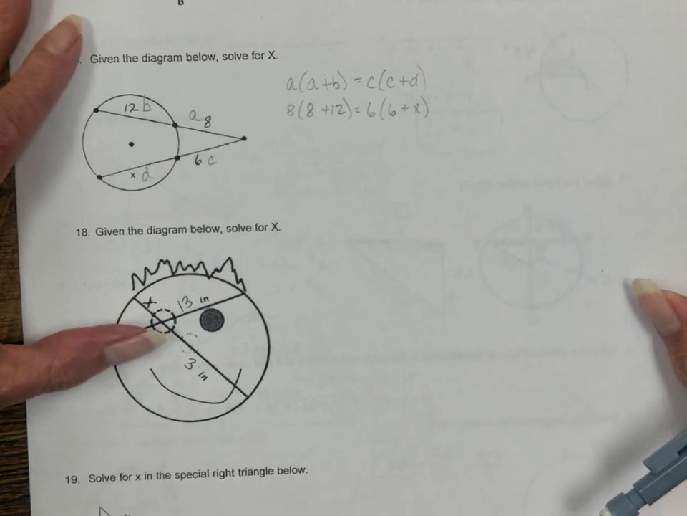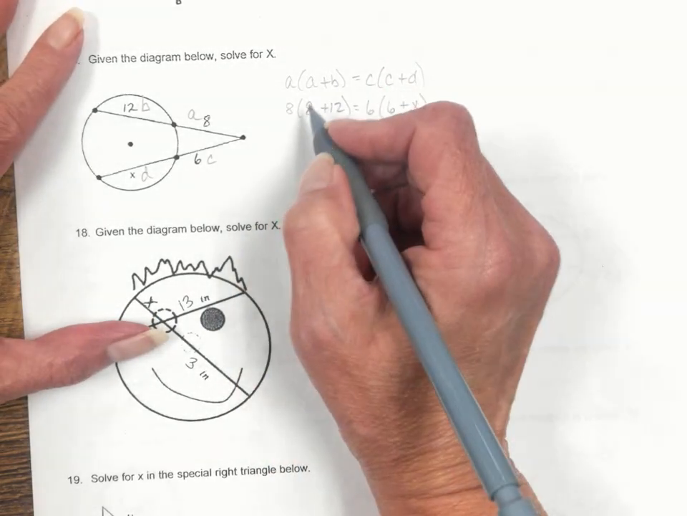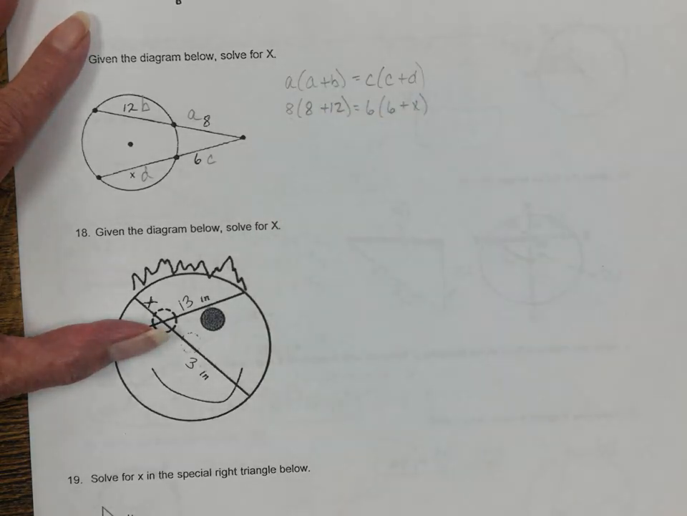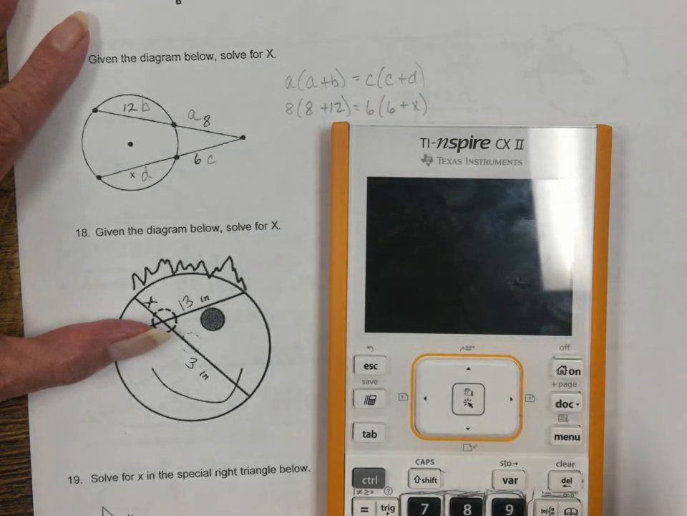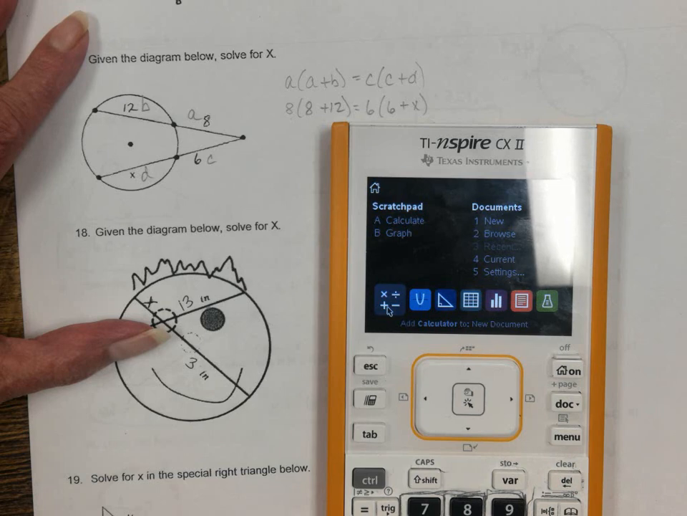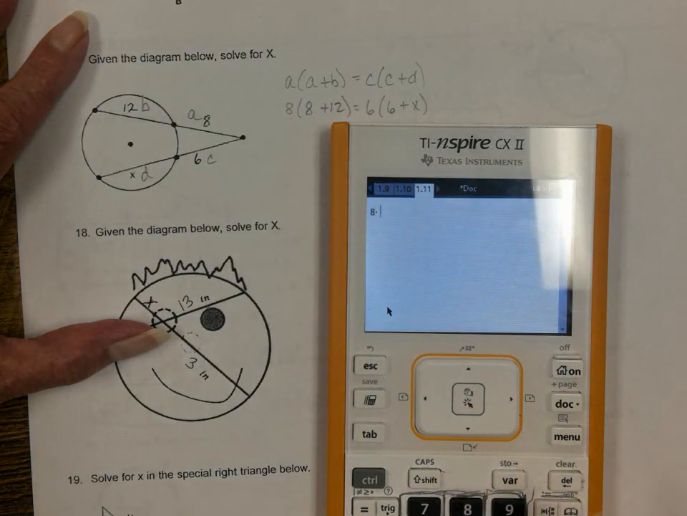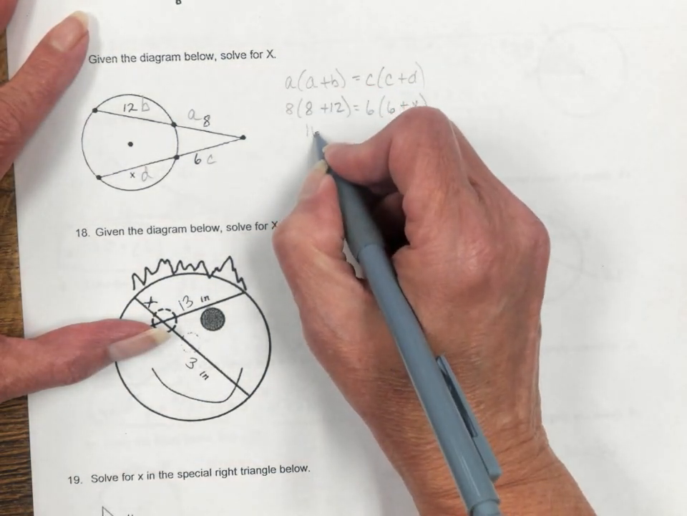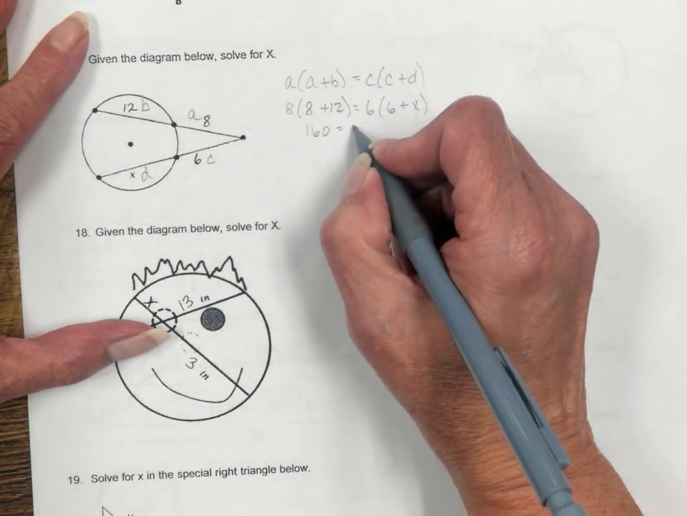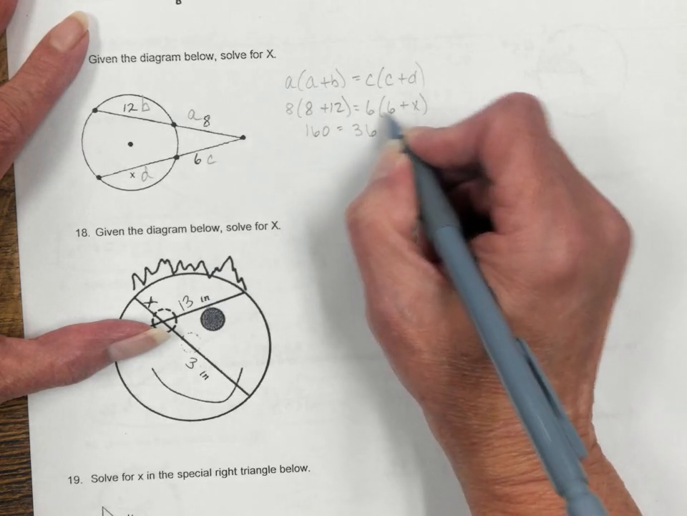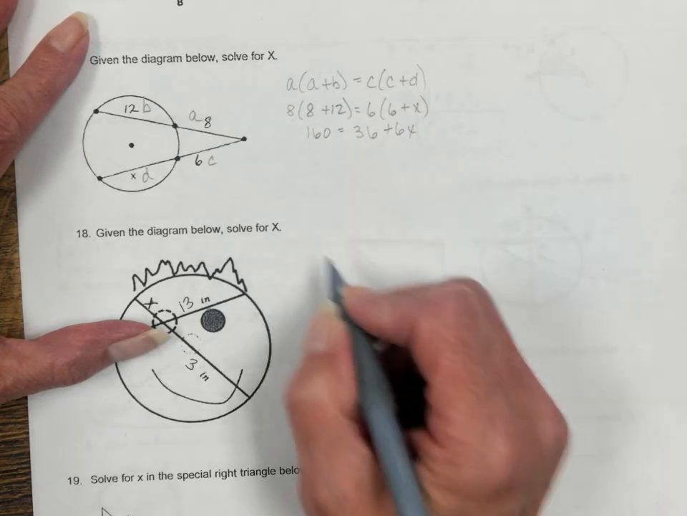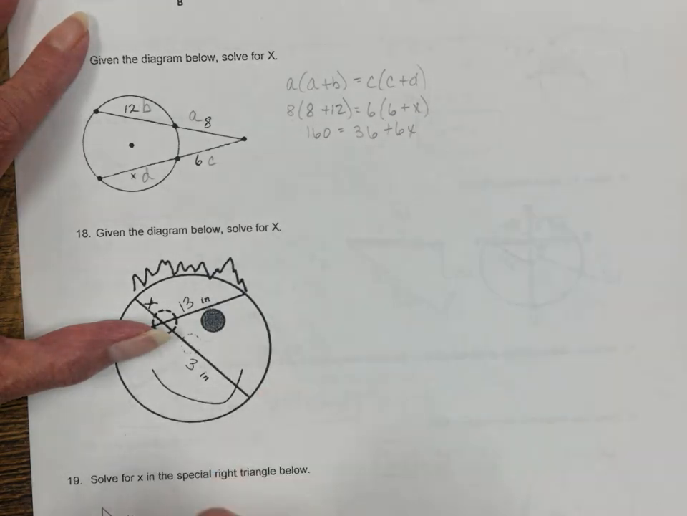All right. I'm going to do a little cleanup. Okay. 8 times 20. Let's see what 8 times 20 is. 160. And 6 times 6 is 36. And 6 times positive X is plus 6X. Okay? Don't forget that distributive property.